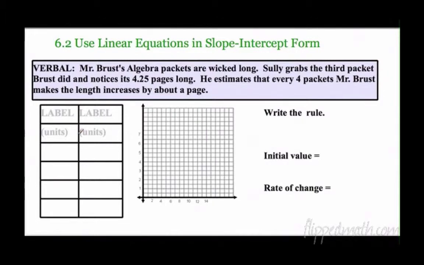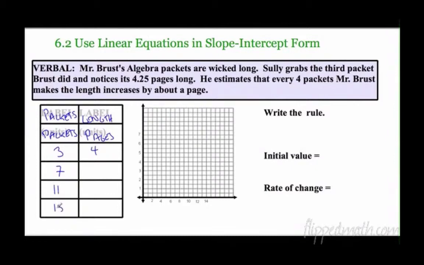All right, so we have a couple things. We have packets, the number of packets, and the unit for packets is packets. And then we have length, and we measure the length of these packets by pages. The first one I noticed was the third packet, and it was 4 pages. Now it says Brust makes the length increase about a page every 4 packets. So 4 packets from now, it's going to be 7 packets, 11 packets, and 15.